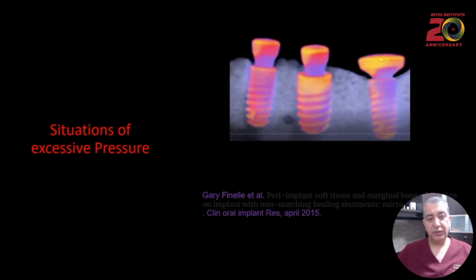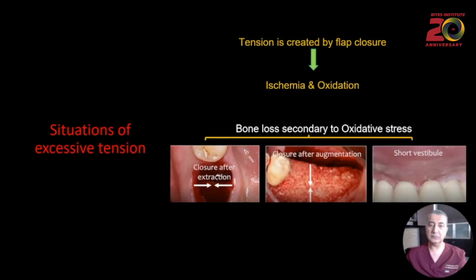Another study showing the situation of excessive pressure is by Finelli. He placed a platform switch implant, subcrestal, with different types of healing abutment, and we can notice that this type of healing abutment is making compression on the bone and it leads to bone loss, while the other type, with no compression on the soft tissue and no compromise of the blood supply, will keep the bone with no resorption.